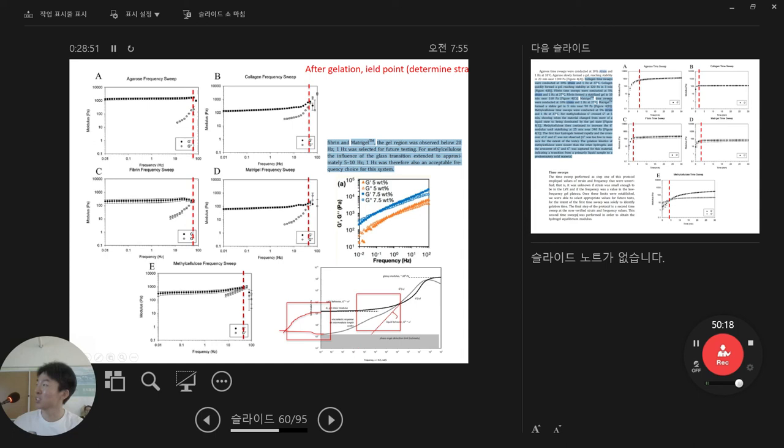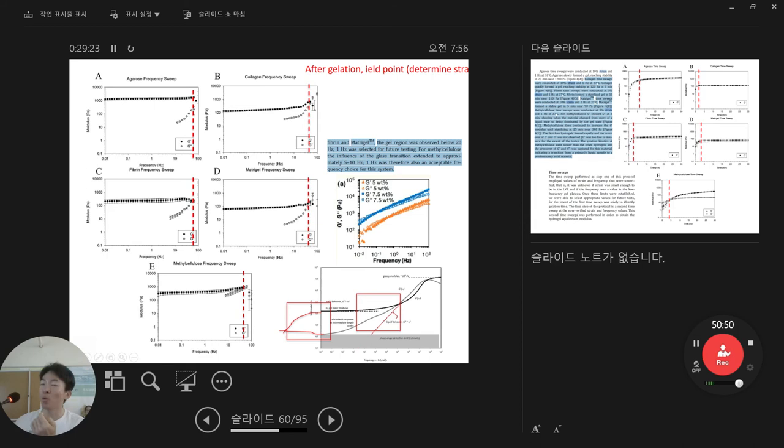So what is the meaning of glass transition? In this frequency sweep, you can observe this gray G double prime crossing over the G prime. And then they start to have very glassy properties. Glassy means a very toughened material. Yeah, this is not the original property of hydrogel.